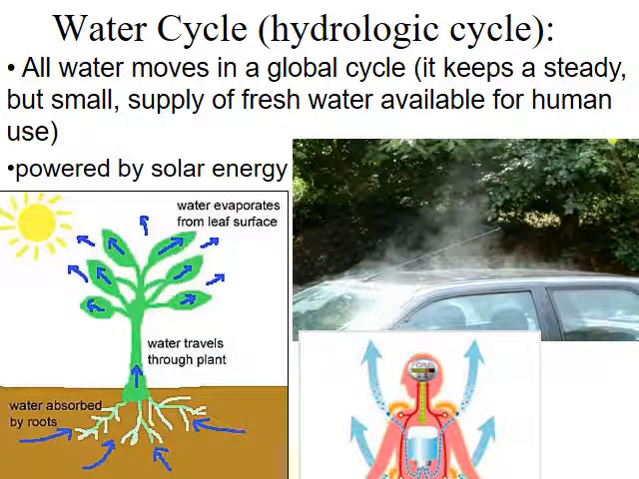So, as I said, the water cycle moves in a global system. It's what keeps a steady but small supply of fresh water available for not just human use but other animals to use as well. As I said before, it's powered by solar energy, and one of those types of evaporation that I gave a specific name, called transpiration, you can see in this picture here. I'll go into it a little bit more in a second, but of course you can see evaporation happening in this picture right here. And we'll also talk about evaporation in terms of human physiology in a few more slides.